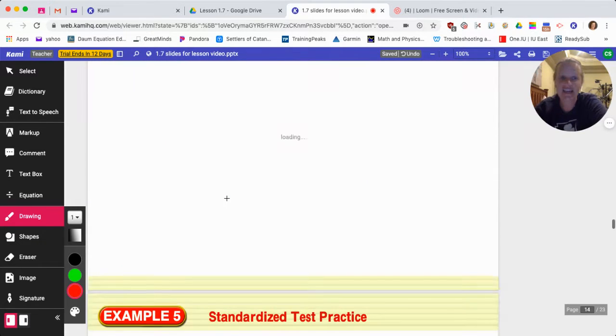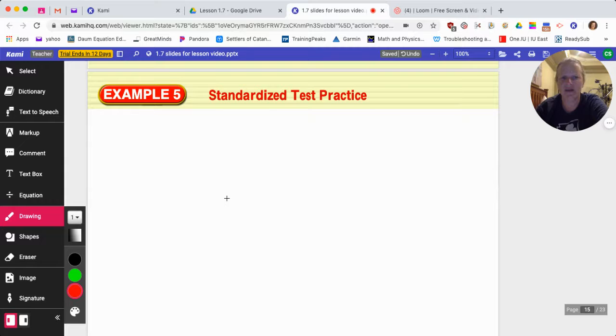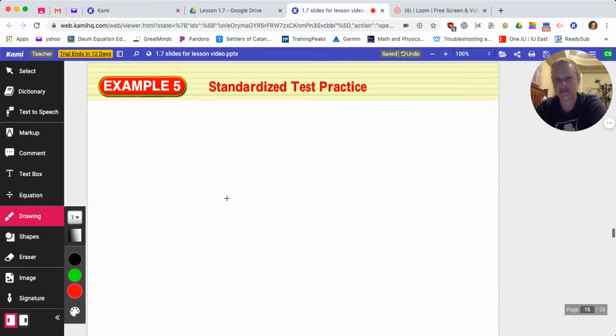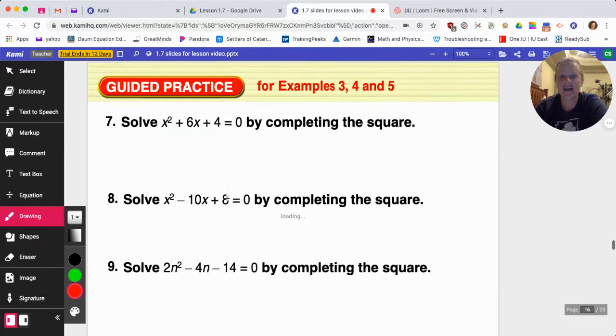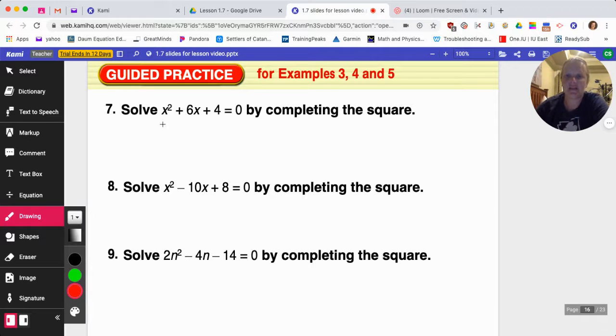Extra page just in case. Ooh, another extra page just in case. All right, so we're going to solve these by completing the square. I'm going to do a bit for you.